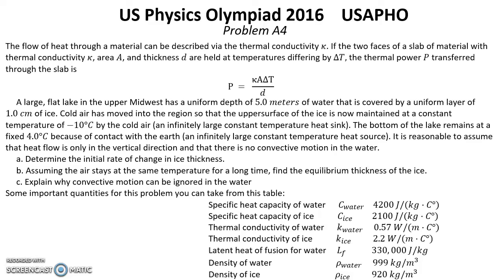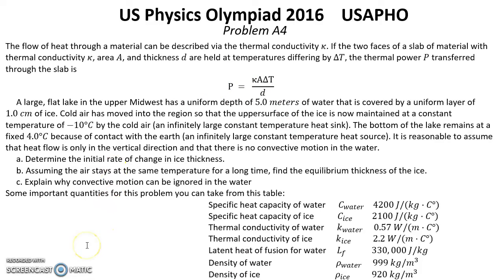Problem A4. The flow of heat through a material can be described via the thermal conductivity K. If the 2 faces of a slab of material with thermal conductivity K, area A and thickness D are held at temperatures differing by delta T, the thermal power P transferred through the slab is this expression.